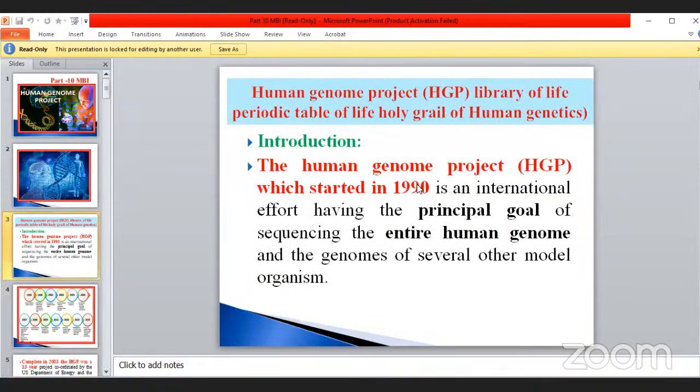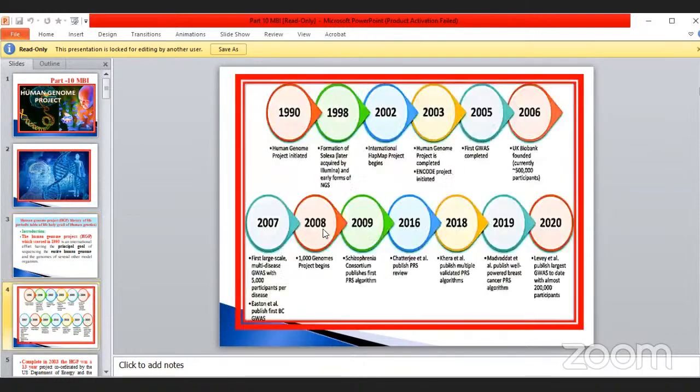So this is the project starter. What is the main goal? The entire human genome we have to identify. That is the main goal of the project. Okay, so these are the years they were conducted. So much research work was done and also published. Okay, so go to the next one.